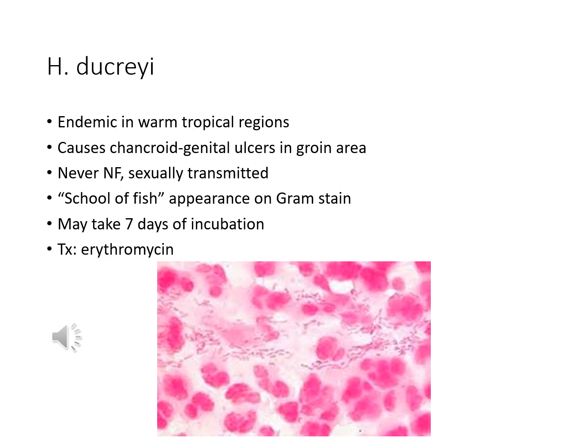It's always sexually transmitted. It will be a gram-negative coccobacillus on gram stain. A lot of times it's referred to as having the appearance of a school of fish. If you look at the picture on the slide, it looks like schools of fish floating around in between the white cells. It could take up to 7 days of incubation for this organism to grow for us to recover it. And the treatment for this is erythromycin.